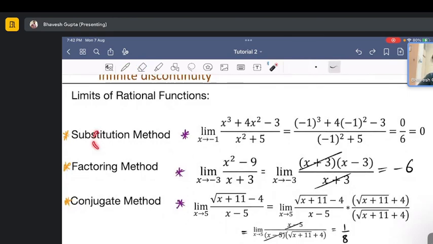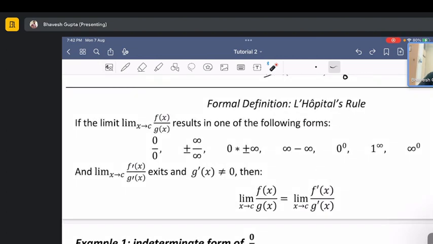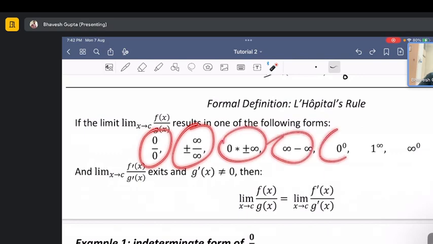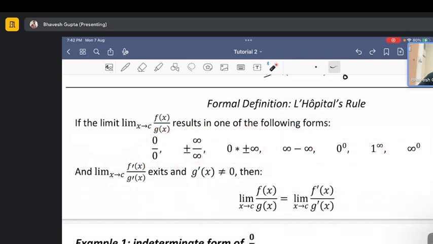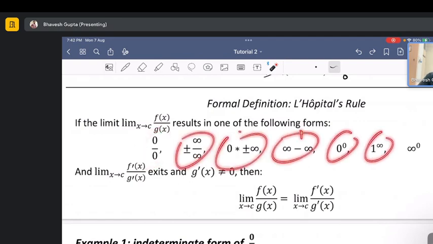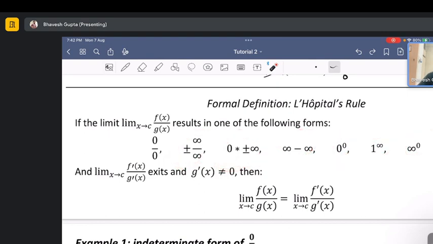And what if these three techniques fail? You are unable to do substitution, you are unable to do factorization, you don't know how to do the conjugate method and all. Probably you might end up with such a format, these 7 indeterminate forms. Probably you might be stuck with such kinds of forms in your problem. You might be facing this kind of problem, which will not work, right?